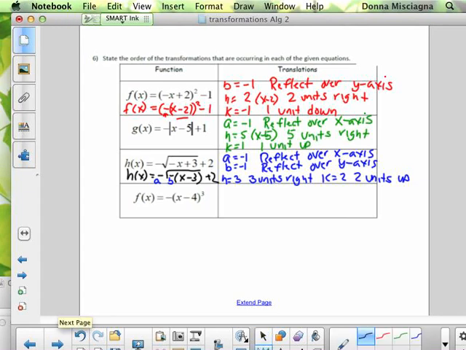Let's look at the last one. This one's a nice, easy one. So the negative in front, that's a, right? Because it's not on the x. It's in front of the whole thing. It's not with the cube there. So a is negative 1. That's reflect over the x-axis. And b is 1, so nothing there. And k is 0, nothing there, but we have an h. So h is 4, right? And it's an x minus 4, so that's 4 units right.